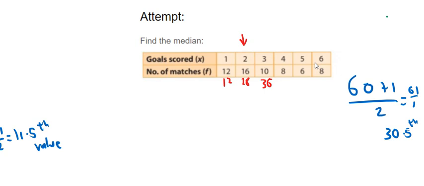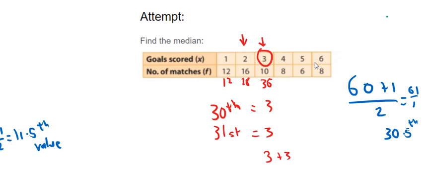So if between the 28th and the 38th one is 3, well then obviously the median has to be 3, because the 30th value and the 31st value are both 3, and we're looking for the 30.5th value. So you could do 3 plus 3 over 2, so 6 over 2, so that's 3, or you can more or less see that it's going to be 3 anyway. So 3 then, if we listed them all out on our list, 3 would be the one that would be in the middle. So 3 is our median.